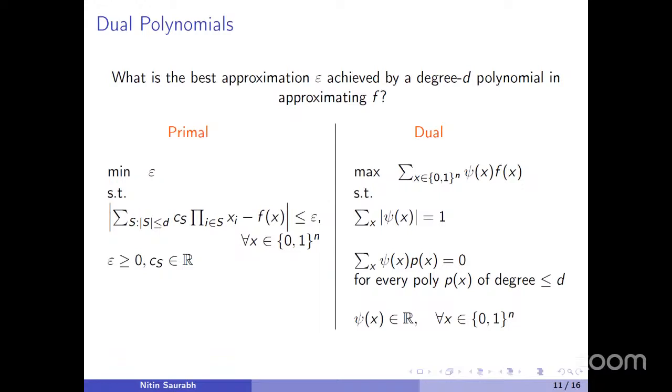Right. So how do you prove lower bounds on approximate degree? The notion of dual polynomials comes from linear programming, and the question you ask is: what is the best approximation you can achieve using degree D polynomials to approximate f? So you write it as a primal: minimize epsilon. This is your polynomial, and the c's are your variables, and every point is approximated within epsilon. So you write this primal, and then you write the dual of it.